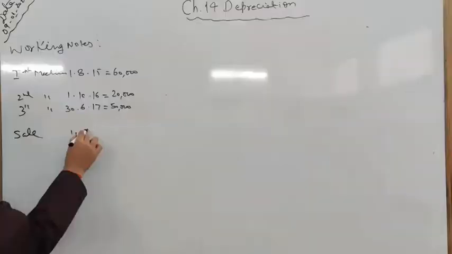Now see the sale. On 30th June 16 they sold the first machine for 38,500. Clear? So we have to calculate depreciation on all the assets, and at the same time we have to find out the amount of profit or loss occurring on the sale or disposal of the first asset or first machine.